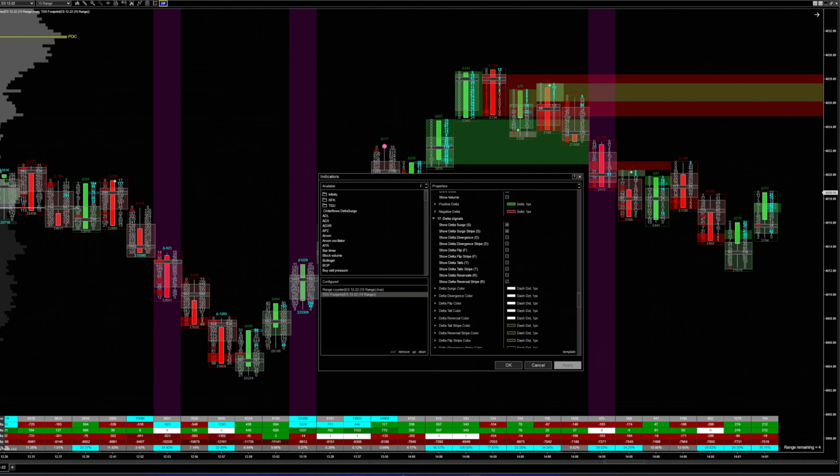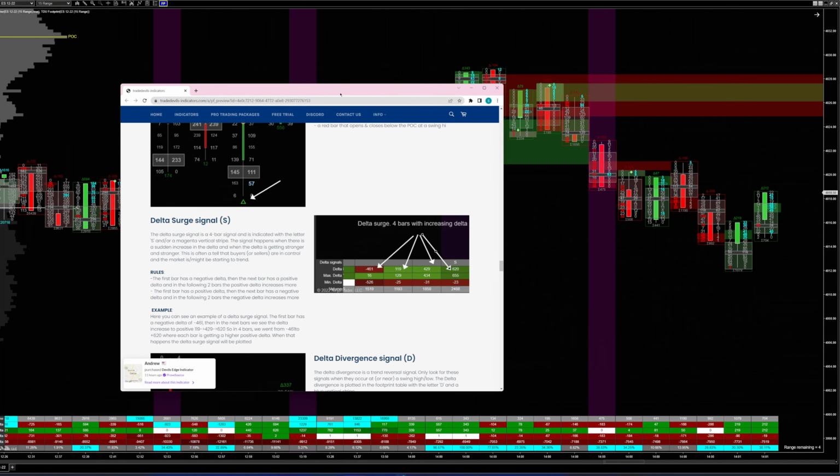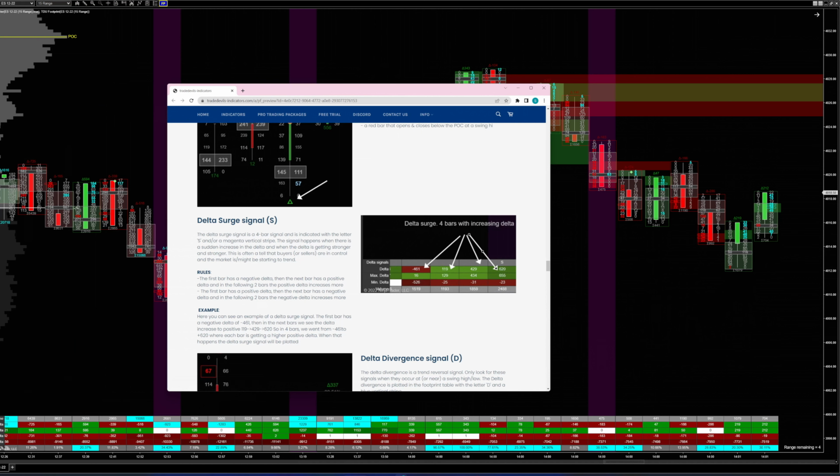So the next part of the footprint that I want to show are these delta signals right here. Now delta surge is the only one that I really pay attention to, as the other ones I don't find as powerful, and delta surge tends to show up multiple times a day, and you can really use it in confluence with your trading. Now to explain what it is, I'm actually just going to pull up the website because it's a super powerful tool, and I want to give you the best explanation possible.